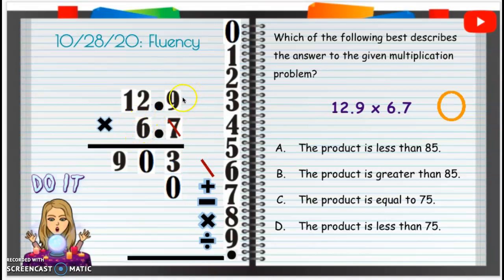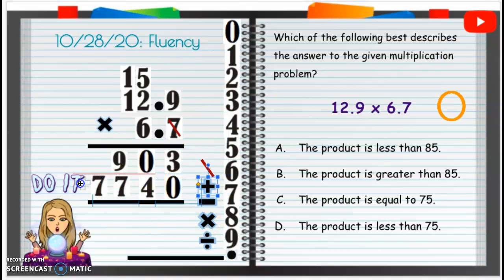So 6. 6 times 9 is going to be 54. Going to carry that 5, drop that 4. And then 6 times 2 is going to be 12, plus 5 is going to be 17. Carry that 1, drop that 7. And then 6 times 1 is going to be 6, plus 1 is going to be 7. Now, what do we do with these two numbers? Oh yeah, we're going to add them up. We can do that.